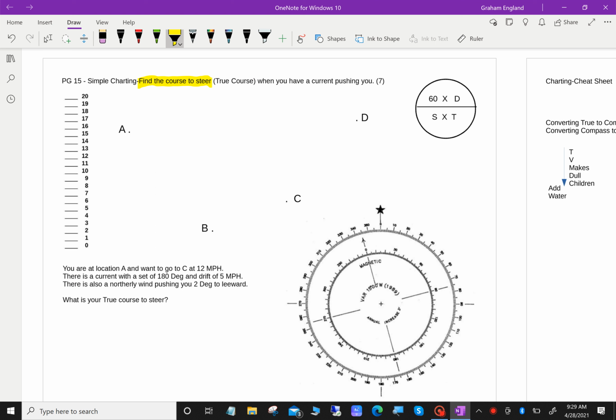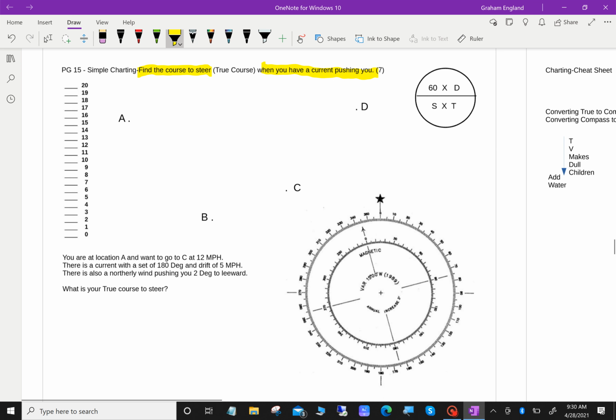We're now going to do a problem called Find the Course to Steer. They use the word course. They don't say compass course, they just say course, or they might say course made good, or true course. But unless they say compass, they're always talking about true course on the chart. So find the course to steer when you have a current pushing you.